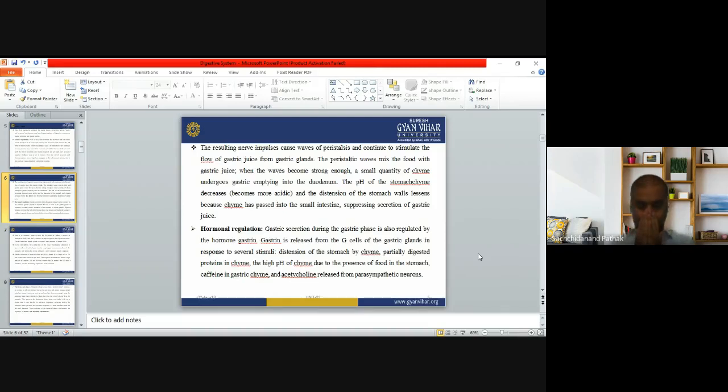Okay, so in this case, distension will be reduced and the pH will decrease. That means it will be more acidic. So in both cases, the gastric juice secretion will be suppressed as well as the distension will be gone.